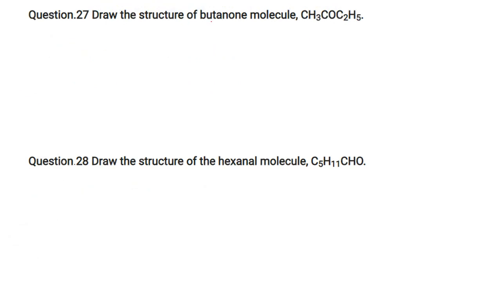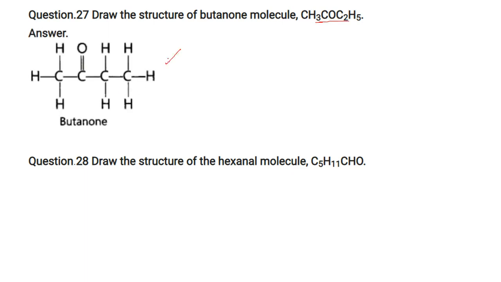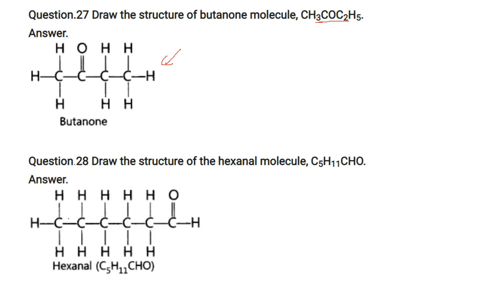Draw the structure of butanone molecule. CH3COC2H5. So this is butanone. Draw the structure of hexanal molecule. So this is hexanal. Hex means 6, so 6 carbons are there: 1, 2, 3, 4, 5, 6. Every carbon has hydrogens, and one carbon is bonding with oxygen.